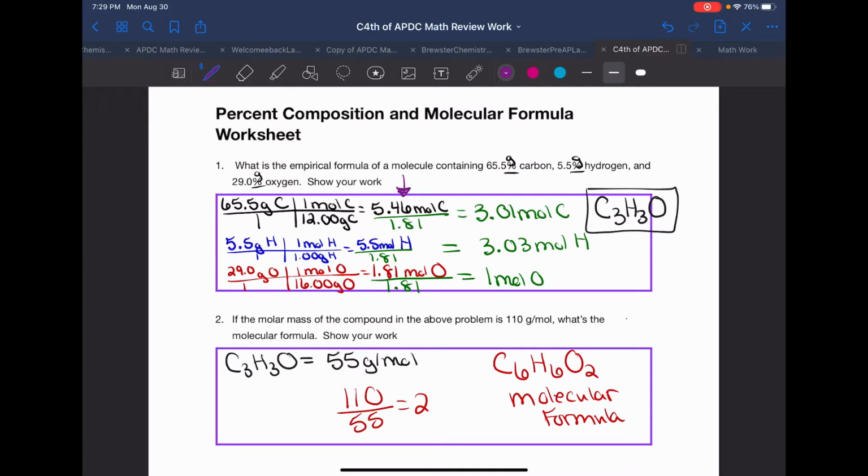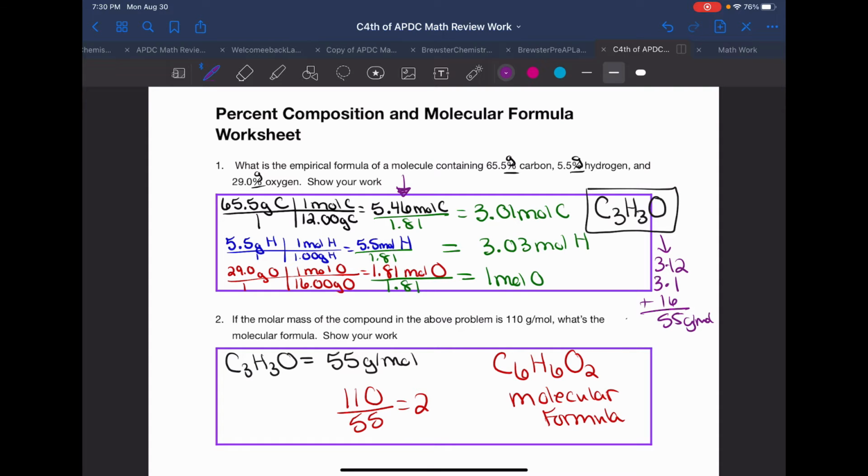So part 2 of this says if the molar mass, the molecular mass of the compound above, is 110, what's the molecular formula? Now, your empirical and molecular formula can be the same thing. It just happens on this one it's not. The reason I know that is because I go out to my periodic table and I find out what C3H3O weighs. You take your 3 times 12, which is your carbon, plus 3 times 1, which is your hydrogen, plus 16, and you'll get 55 grams per mole.